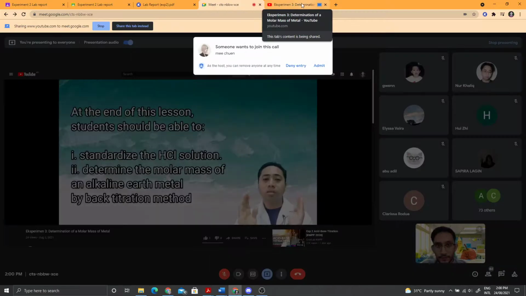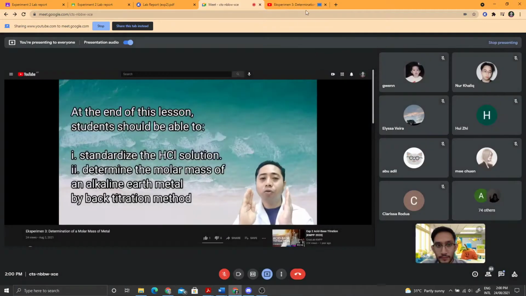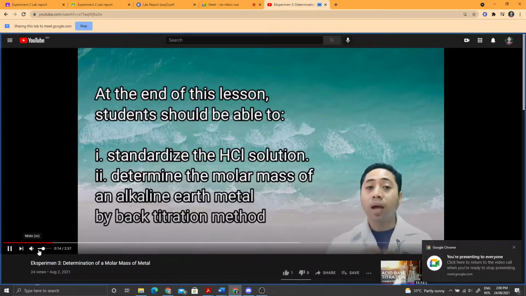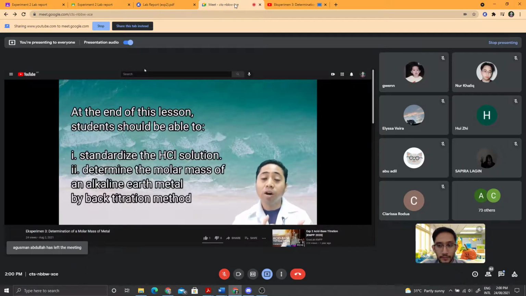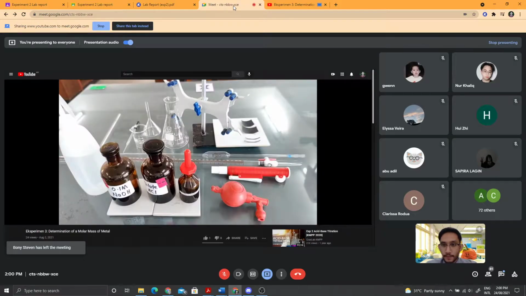In this experiment, you want to standardize the hydrochloric acid solution, and number 2, you want to determine the molar mass of an alkaline earth metal. Now this titration method is known as the back titration method.